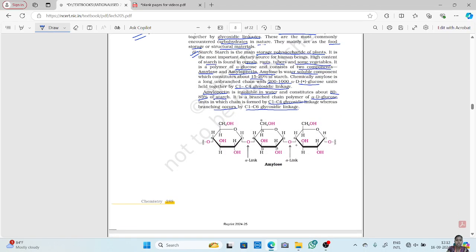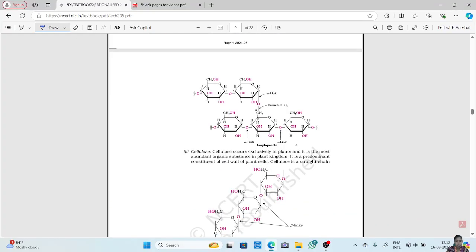Now this is the structure of amylose, and this is the structure of amylopectin. Here you can see the straight chain is with C1C4, whereas this branching happens with C1 and C6. So branch at C6 and alpha linkage at C1C4. This is the structure of amylopectin.